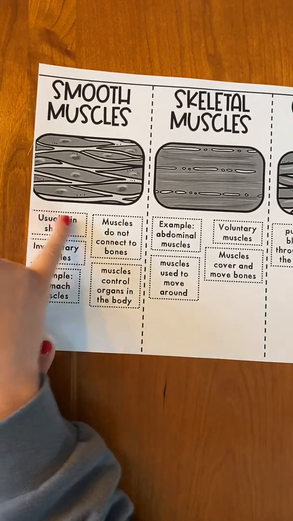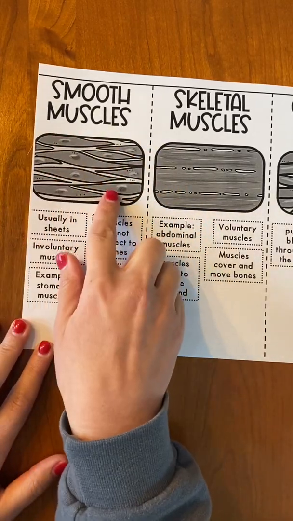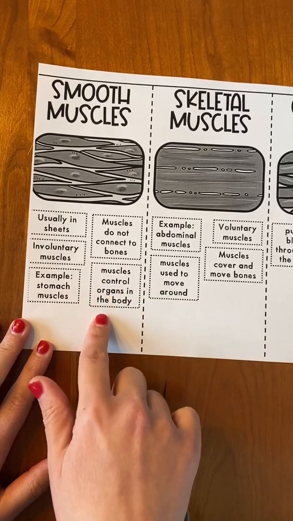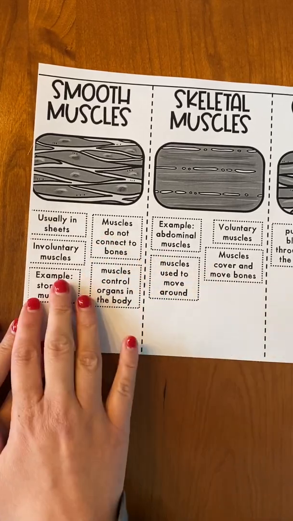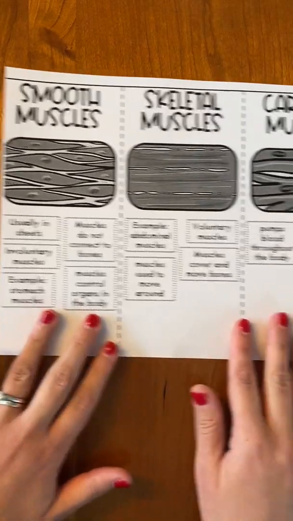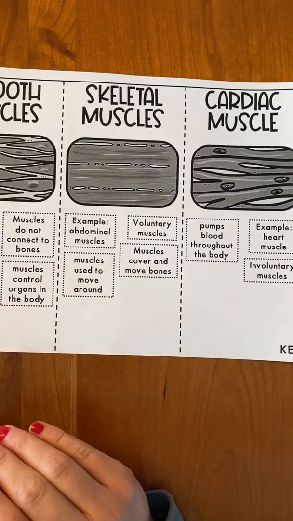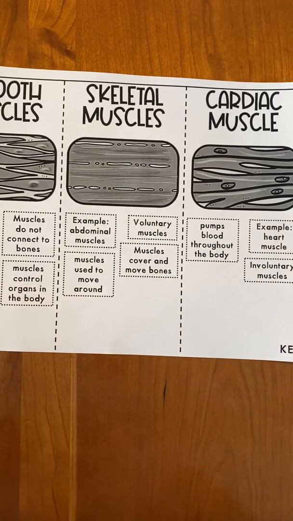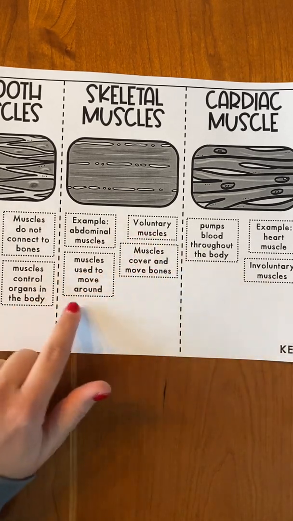These guys are usually found in sheets. Here's an example of it. And they don't connect to the bone. Typically, these are the ones that are organs, so we don't have them connected to the bone. Next, we have your skeletal muscles. These ones are voluntary muscles. These are ones that you think about moving and they do. You have to actually have a conscious thought, move my arm, and then your arm moves. So those are voluntary muscles.